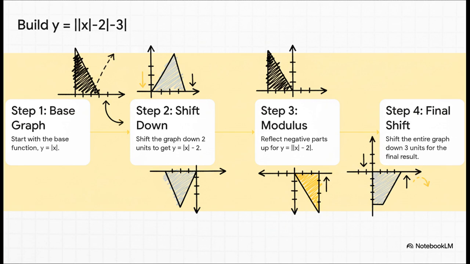So, step 1, we start with the absolute core, which is just y equals the absolute value of x. That's our basic V shape. Step 2, we deal with that minus 2. It's an outside change, so it just shifts the whole V down 2 units.